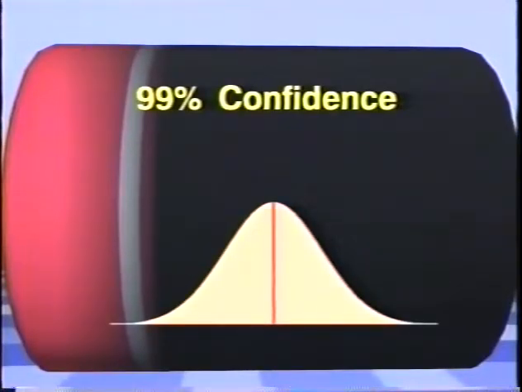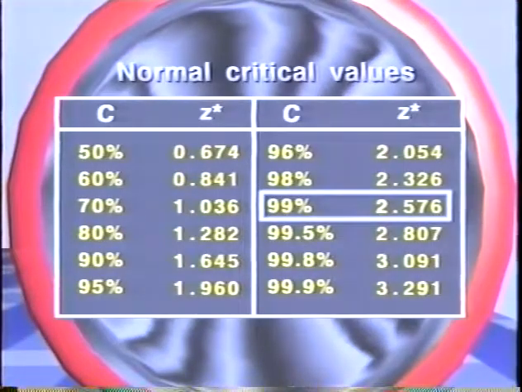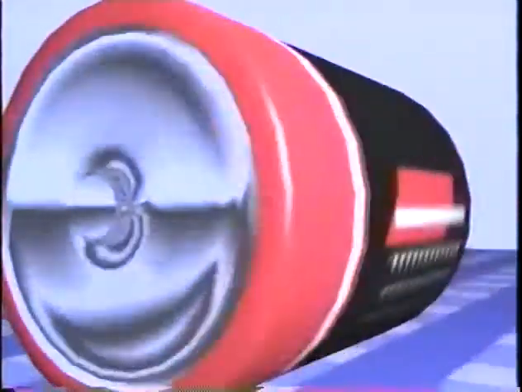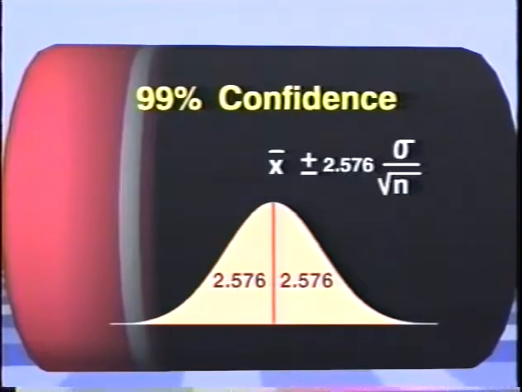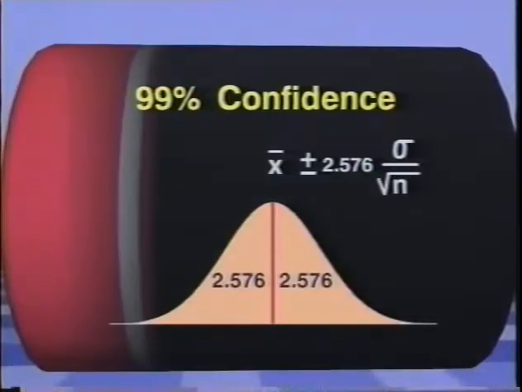But what if we need 99% confidence? Well, this confidence interval is based on the central 99% of a normal distribution. The table shows that the central 99% of any normal distribution lies within z-star equals 2.576 standard deviations from the center. Now the margin of error extends out 2.576 standard deviations from x bar. So a 99% confidence interval is x bar plus or minus 2.576 times sigma over the square root of n.